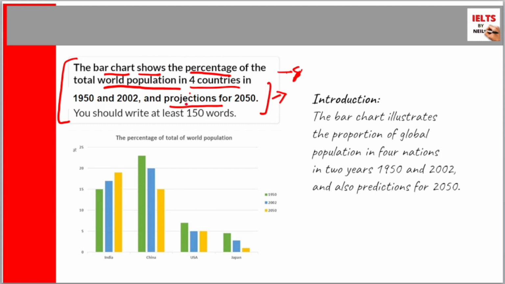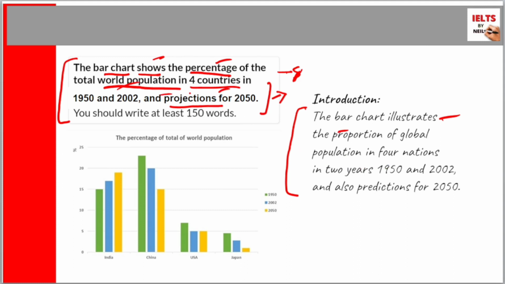All right, so after you have figured out the synonyms, or the different words which you're going to use in the introduction, you should write your introduction by using those words. So if you read this introduction, the bar chart illustrates. So I've used illustrates rather than show. Percentage is replaced by proportion. Global population, yeah, there you go. World population is a global population. In 4 nations. Countries is a nation.